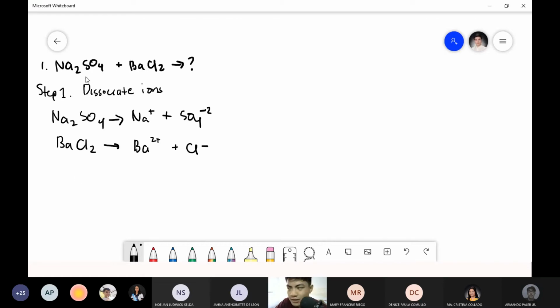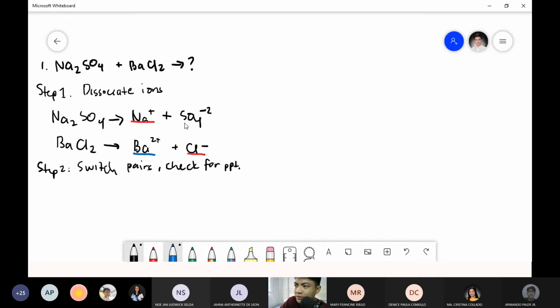So after you dissociate, ano step 2 natin? Step 2, switch pairs and check for precipitate. So switch pair tayo. So sino na yung new pair natin? Sodium pati chloride and barium pati sulfate. So mag-switch pair tayo.